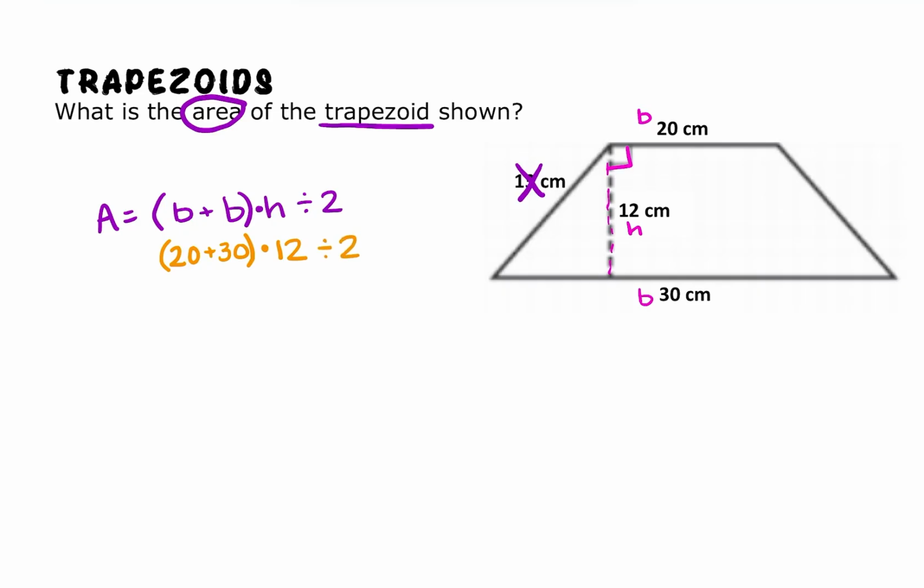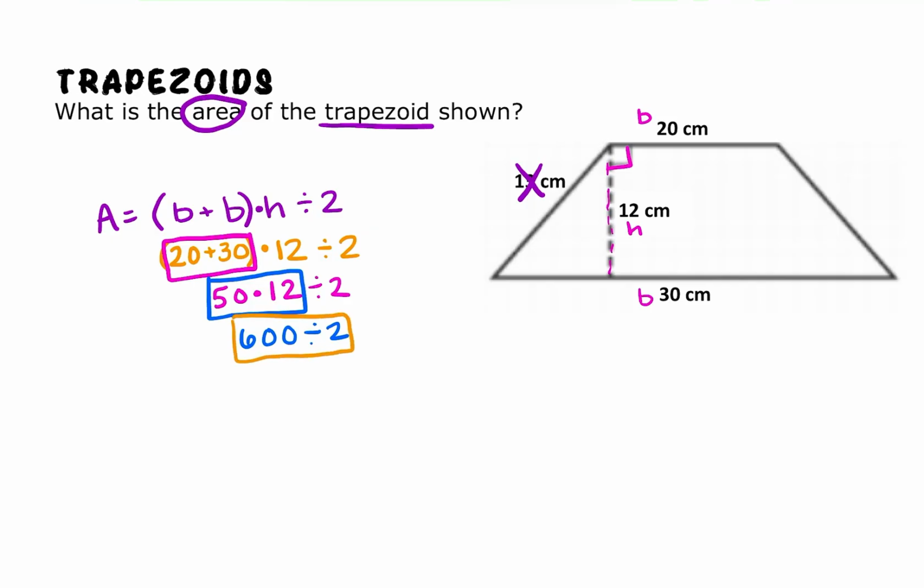And then again, we need to think back to our tower. What are we going to solve first? The group. So I'm going to do the group first. That gives me 50. And then I'm going to rewrite the problem. Okay, now I have multiplying and dividing. We go left to right. 50 times 12 is 600 divided by 2. And then 600 divided by 2, hopefully we know that is 300. And again, I used centimeters, so that is going to be centimeters squared for my final answer.